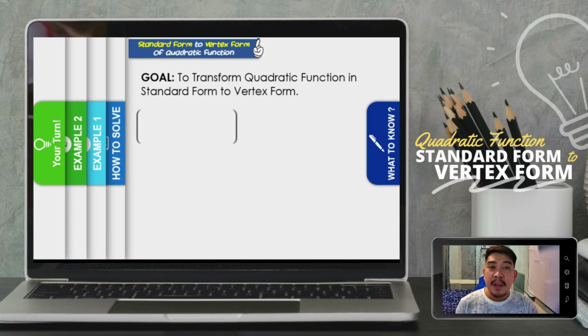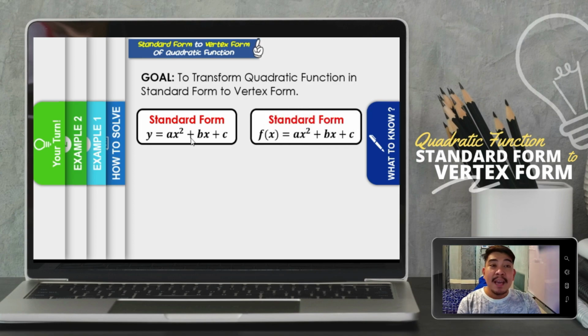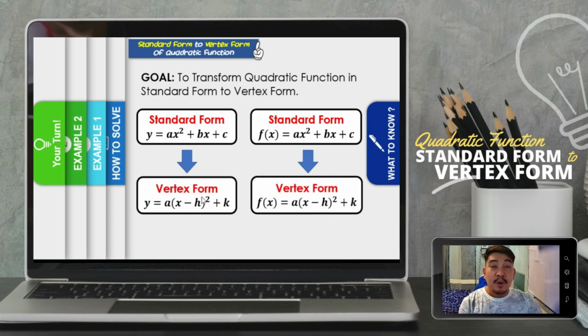So recalling the standard form, it is given by y is equal to ax squared plus bx plus c, wherein the variable y can be replaced by f of x, which is also equal to ax squared plus bx plus c. So they are just equivalent. This form should be written in the vertex form given by y is equal to a times the square of the binomial x minus h plus k. Just like the standard form, replacing y by f of x, they are just equivalent.